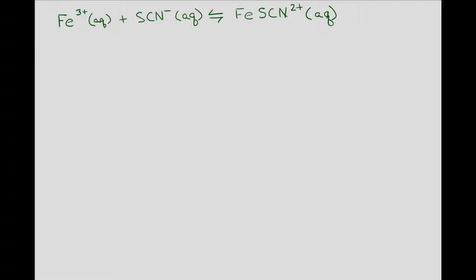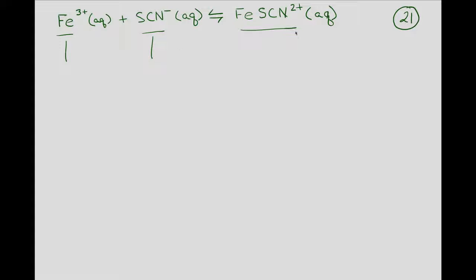Chemistry, Equilibrium, Problem 21. For this problem, you have this reaction. Some kind of iron mixed with some kind of cyanide will give you this product. Now, a solution is made that contains an initial amount of iron here and an initial amount of this cyanide here.